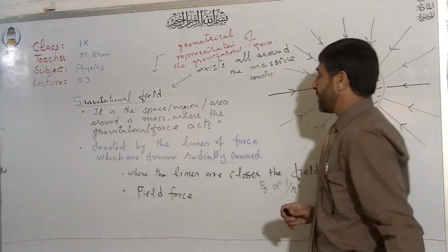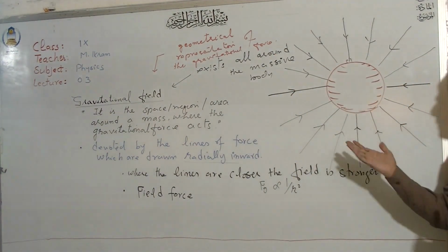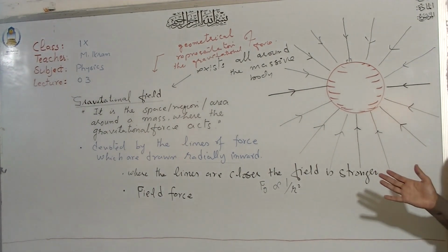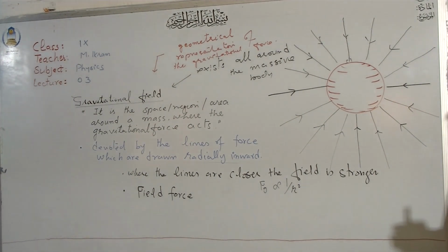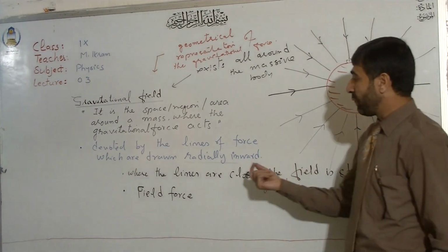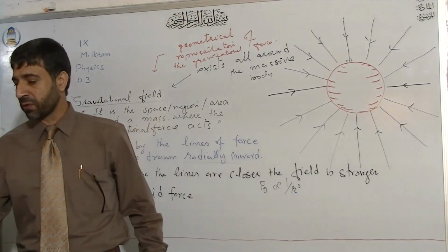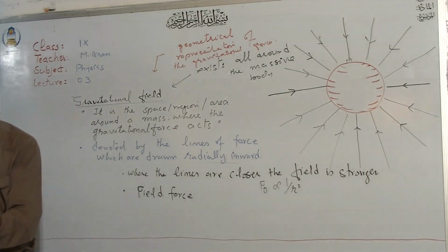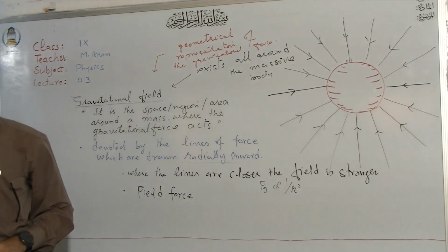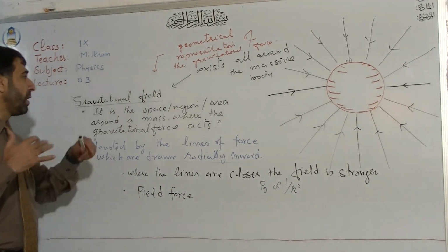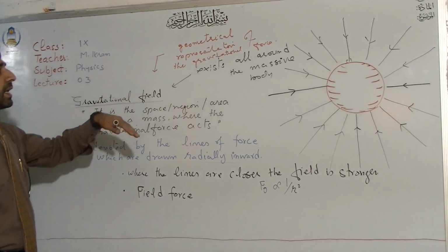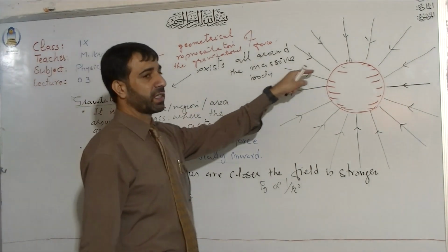It is what? It is the field force. If you remember the previous lecture, I told you that this is the kind of force which is a non-contact force, which does not require physical contact between the bodies and can act at a distance. So those forces are usually called the field forces, right? So the gravitational field is the region or the space around the massive object where the gravitational force can act.